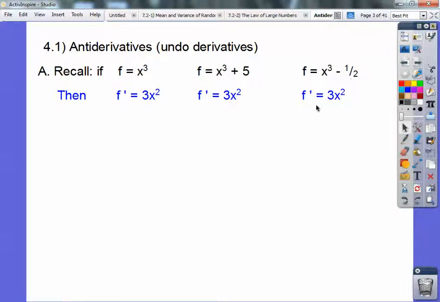So when you take the derivative of a constant, it becomes 0. So when you see this derivative right there, you don't know what the original function was right here.